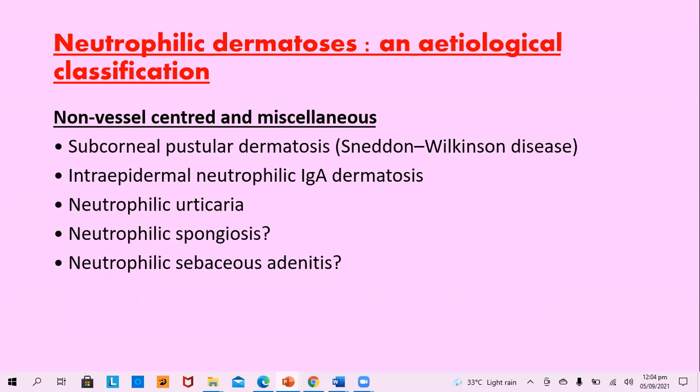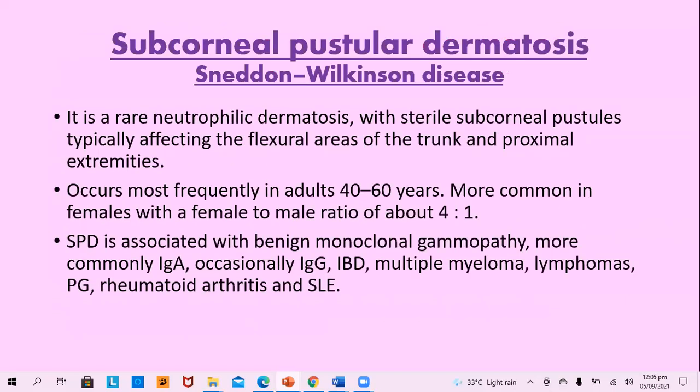Now, under this heading, we are going to discuss some neutrophilic dermatoses which are non-vessel centered and come under the miscellaneous category. The first is the subcorneal pustular dermatosis or Sneddon-Wilkinson's disease, then intraepidermal neutrophilic IgA dermatosis, neutrophilic urticaria, neutrophilic spongiosis, and neutrophilic sebaceous adenitis. Subcorneal pustular dermatosis, also known as Sneddon-Wilkinson disease, is a rare neutrophilic dermatosis with sterile subcorneal pustules typically affecting the flexural areas of trunk and proximal extremities.